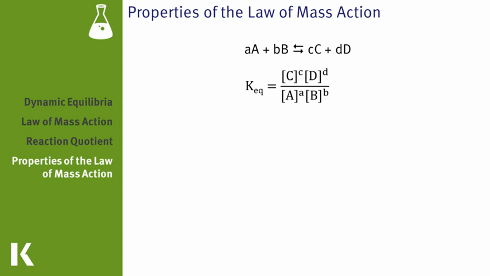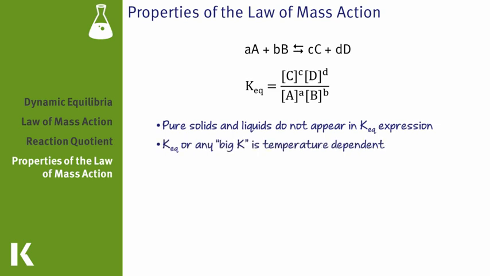We'll finish off by investigating some important properties of the law of mass action. The first is that pure solids and liquids do not appear in the equilibrium expression. This has to do with the fact that for pure solids and liquids, the activity of these compounds is 1. Within the scope of the MCAT, there is really no difference between activity and concentration, and so these compounds are left out of the equation, since we would really only be multiplying or dividing by 1, a redundant operation. The second property is that the equilibrium constant is temperature dependent.